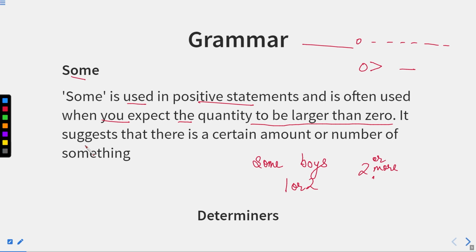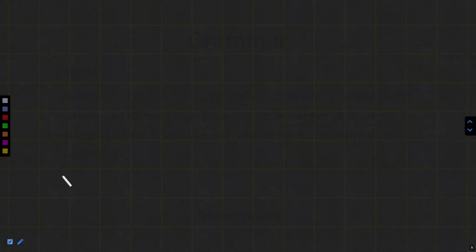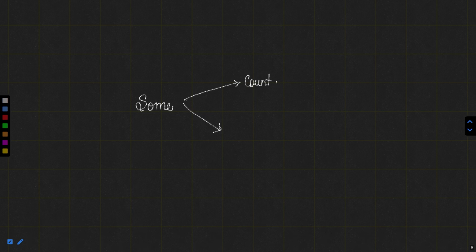Because some can be used. Now let me explain this. Suppose there is a word some. Now we have two types of noun: one is countable and another is uncountable. We know this very well. Now if I'm saying some, it can be used with both of these nouns, countable as well as uncountable.